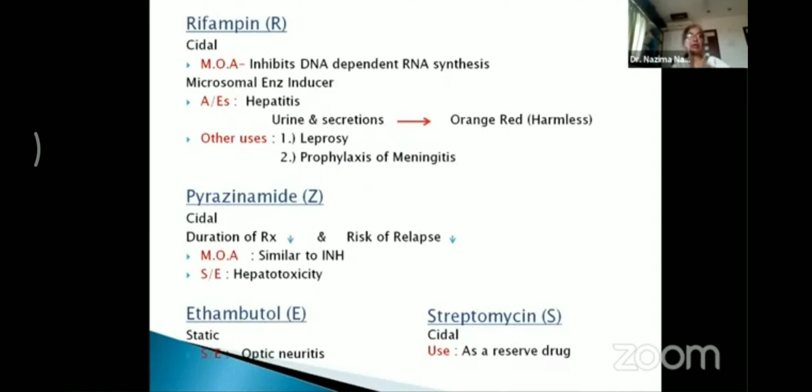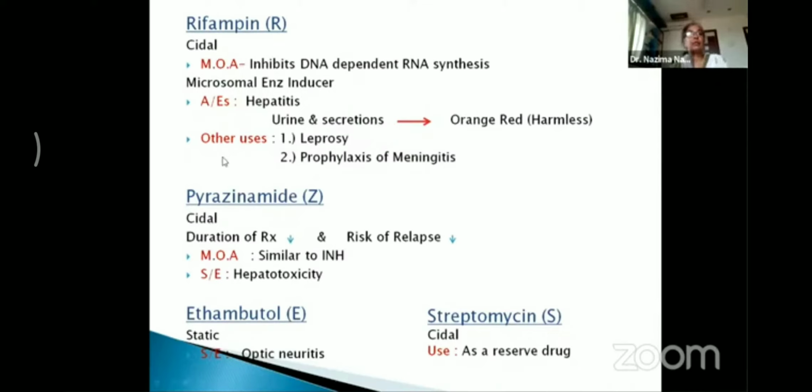Then the other important first line drug, which is rifampicin or rifampin. Now this again is having a bactericidal action. It acts by inhibiting the DNA dependent RNA synthesis. It is a microsomal enzyme inducer. Again, side effects related to rifampicin are hepatitis, and this drug also causes the urine and the other secretions to become orange red in color. Of course, this is a harmless side effect, but it has to be told to the patient in the beginning. So these are the side effects related to rifampicin.